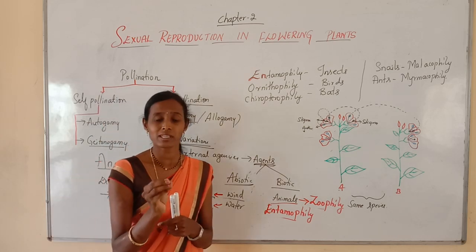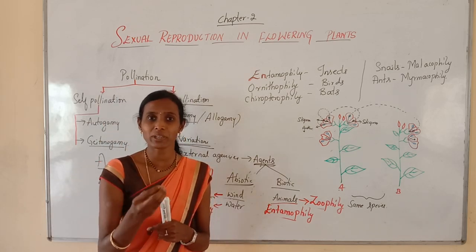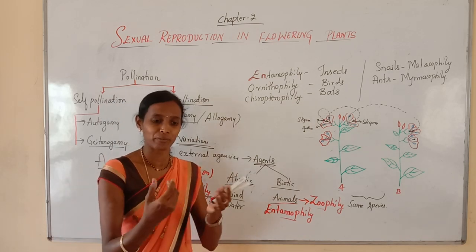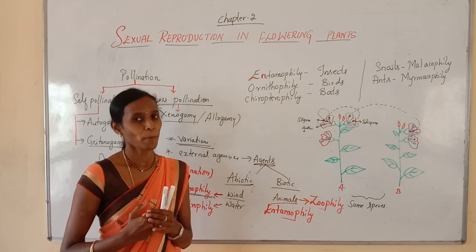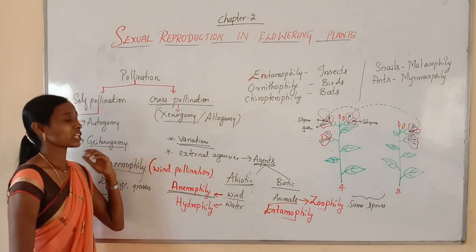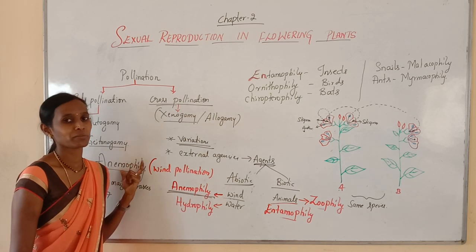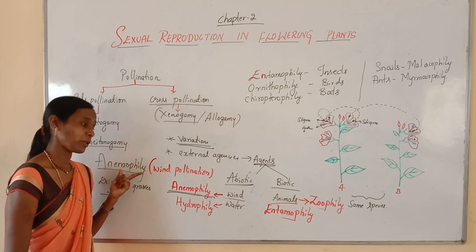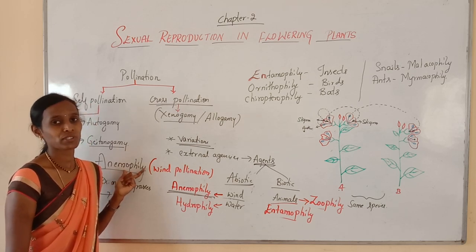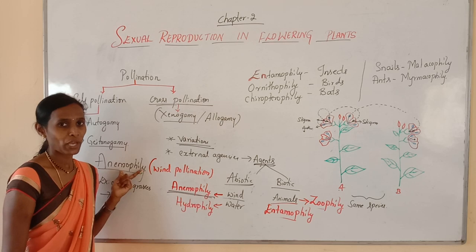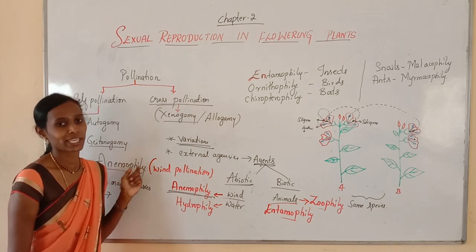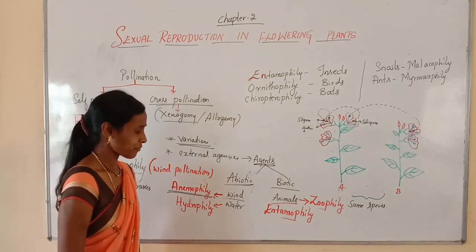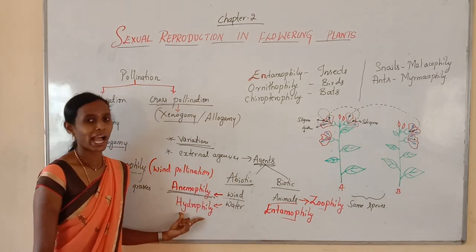You should remember this. In maize, the hair-like structures you can see are nothing but stigma and style. They hang or wave in the wind to catch the pollen grains. This wind pollination is common in most of the grasses. So this is about anemophily. The characteristic features of anemophilous flowers are very important, and you may expect a question about them. In the next class, we will take up the next topic, that is hydrophily.